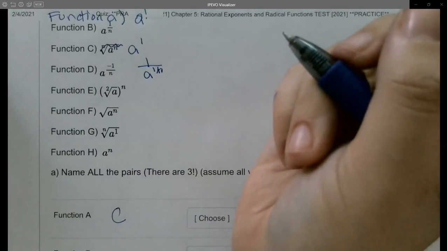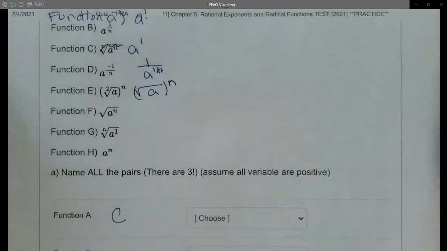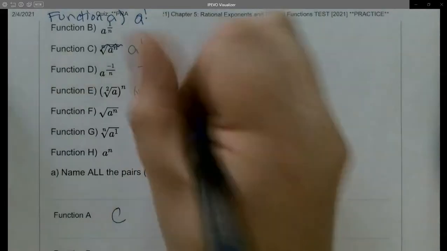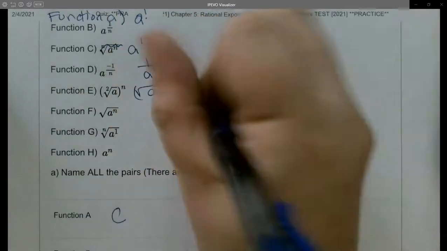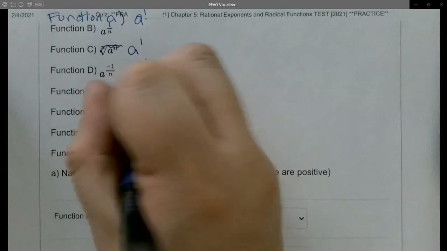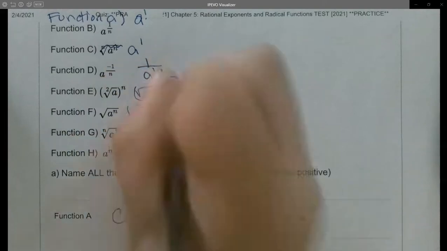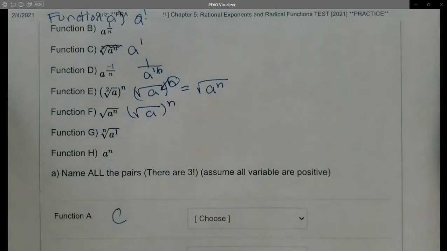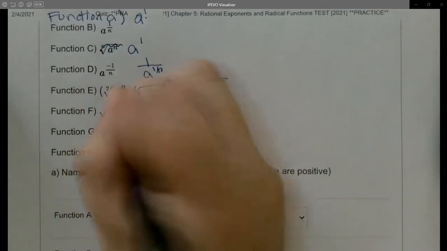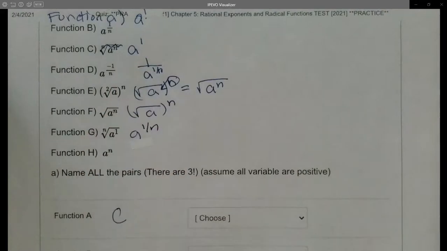On function E, I can rewrite this as just the square root of a, and then to the n. You can write it without the exponent. I could also move this exponent inside the radical, so it could be the square root of a to the n. Over here, I could rewrite this so it's just the square root of a, and then overall to the nth power. The exponent and the radical can switch places if there's only one thing on the inside. G, I can rewrite this as a to the 1 over n, because n is my index on the radical. And then there really is no way to rewrite H.